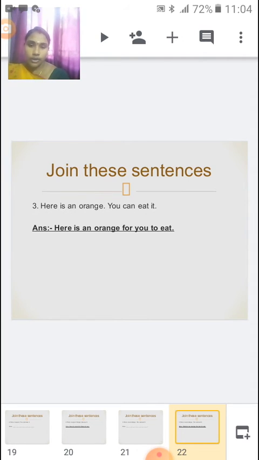Okay? So instead of full stop, when the two sentences are being joined, you use for. You becomes a small y here, and you becomes a part of the sentence. Can eat it becomes you to eat. So in this way, the two sentences are being joined into a single sentence. Okay?